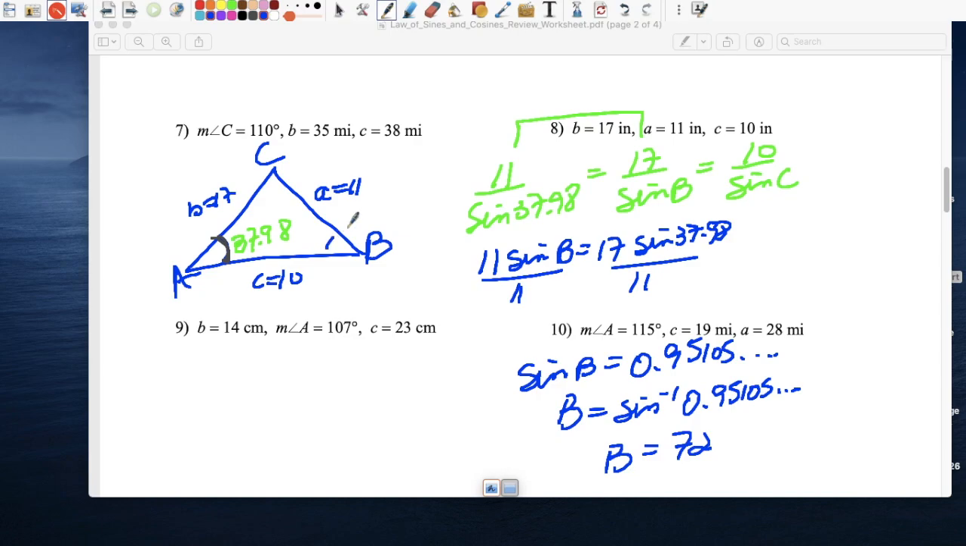So I can come over here and write that this is 72 degrees. So angle C is just 180 minus 72 minus 37.98. Enter. And angle C is 70 degrees, 70.02 degrees. Okay.